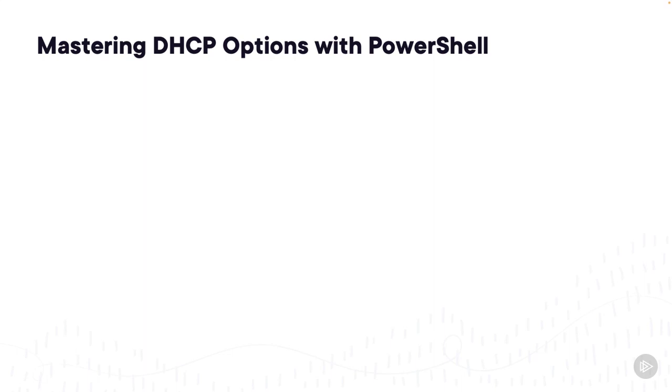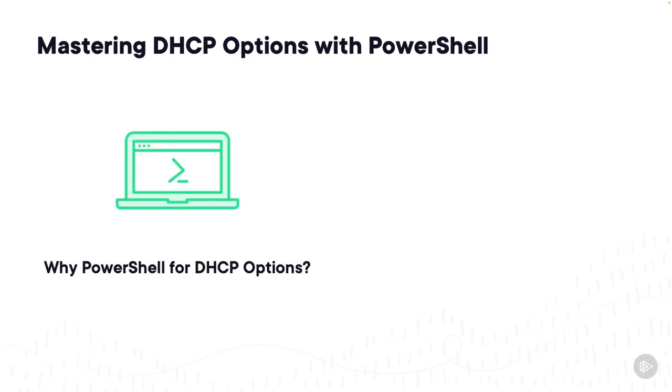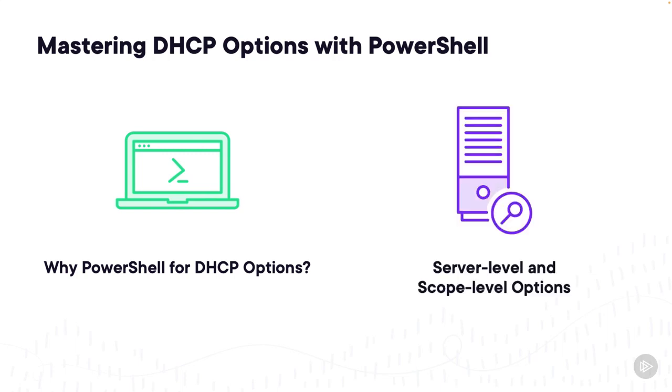So let's now tackle an important topic, DHCP options. But we're not going to just talk about it, we're going to master it using PowerShell. Now you might be wondering, why even PowerShell to manage DHCP options? Well, imagine having to configure tons of servers and scopes. Kind of a repeating process, a broken record. PowerShell automates all that stuff.